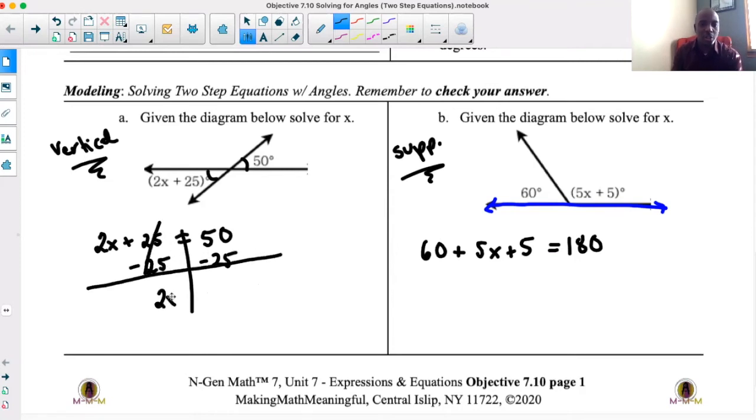So we end up getting 2x is equal to 25. Then I want to divide both sides by 2 because I see I'm multiplying by 2 here. So I want to divide by 2. When I do that, I get x is equal to 12.5.